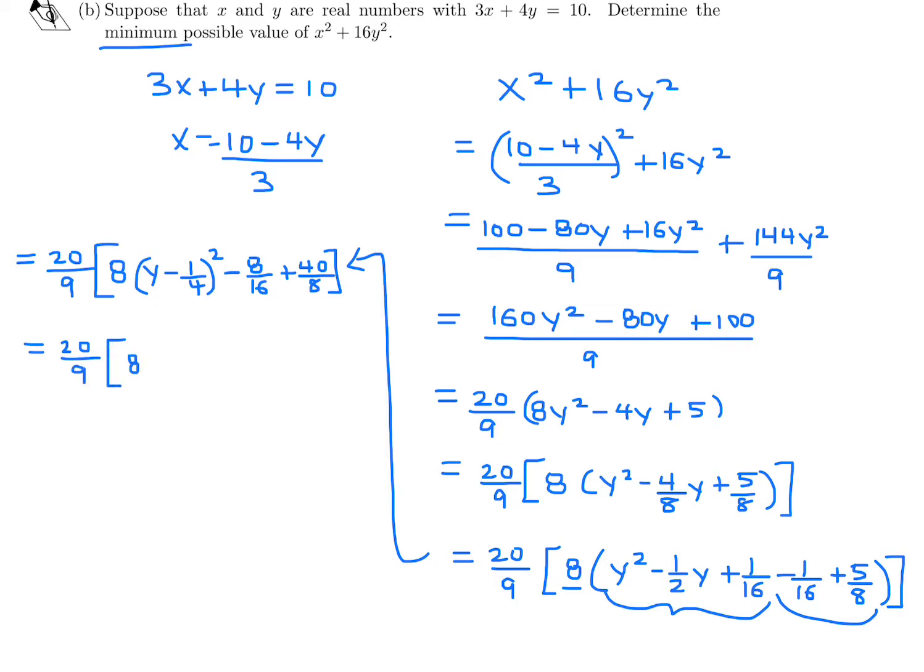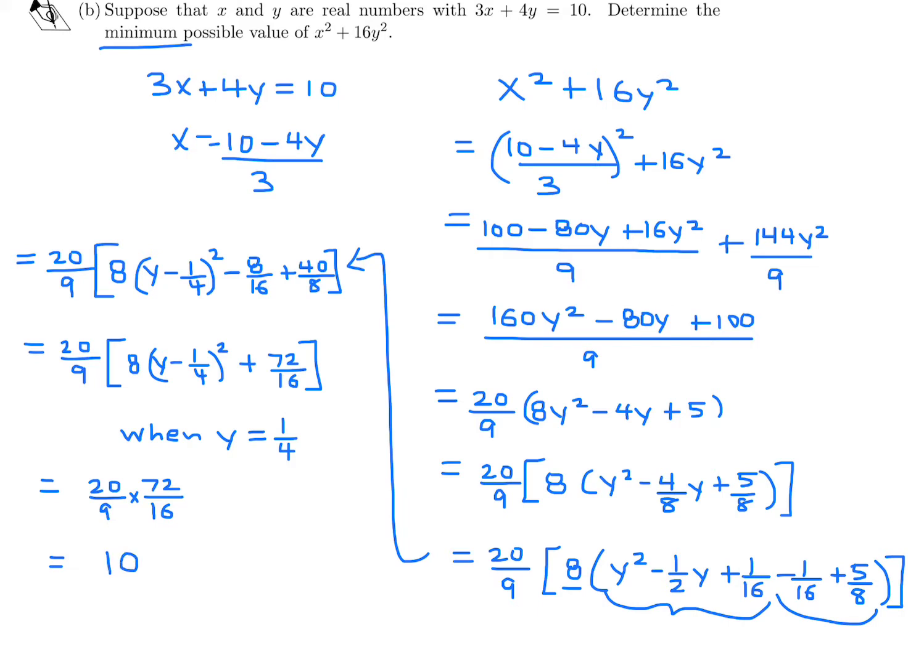And then we have to add this now, this fractional part. So a common denominator of 16, that'll be 80 minus 8. So 72 over 16. Like that. So now it's in the form where when y is equal to a quarter, this will be at its minimum. This part vanishes, it becomes 0, and all you're left with is just 20 over 9 times 72 over 16. And that is equal to just 10. So that is the minimum possible value of that expression right there.